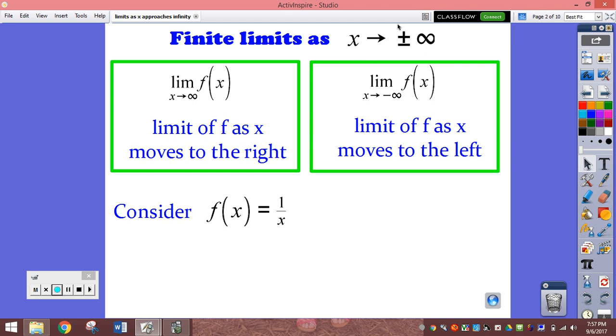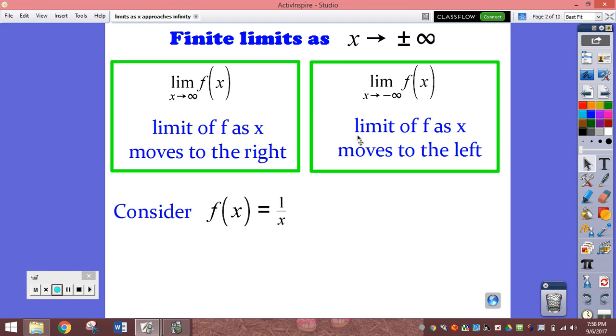So what that looks like notation-wise, you have limit as x approaches infinity of f of x, or the limit as x approaches negative infinity of f of x. And what we're really asking when we write that out is, as x approaches positive infinity, what is that function doing as it moves to the right? And as x approaches negative infinity, what is it doing as it moves to the left?